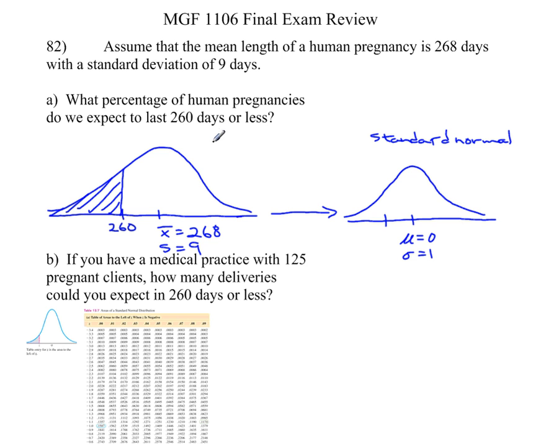And we do that with z-scores. A z-score is the data in question, which is 260, minus the mean divided by the standard deviation. What this tells us is how many standard deviations the 260 is away from the mean. We'll let our calculator compute that for us.